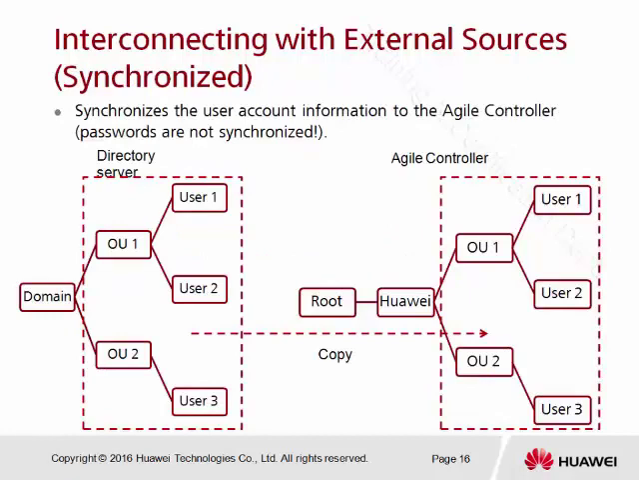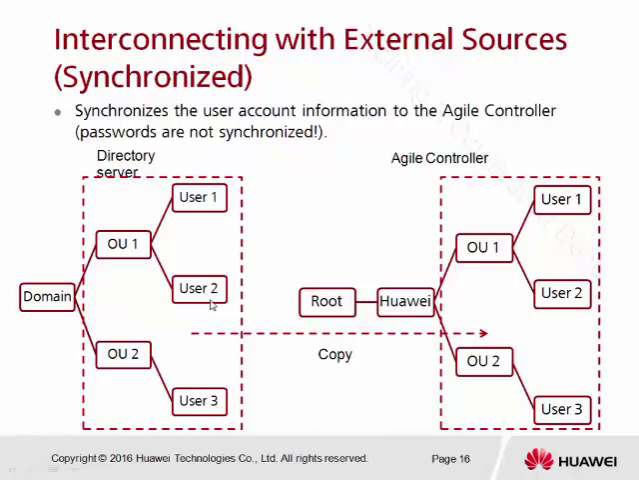And the second one, when it's synchronized, this means right now the Agile controller will try to sync all the user information from the AD to itself. You can see on the slide over here, they have the directory server and also the Agile controller. On the left is the directory server, which is AD itself. Here they already created a domain on the root. After that, they have two OUs. OU1 has two users and OU2 has one user.